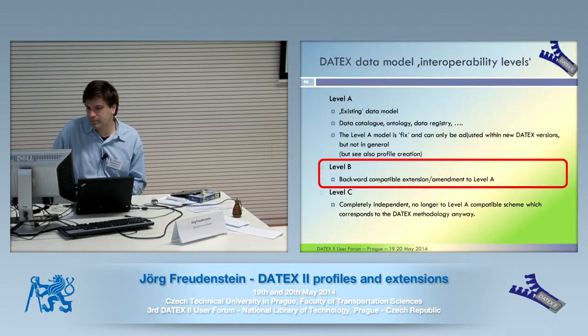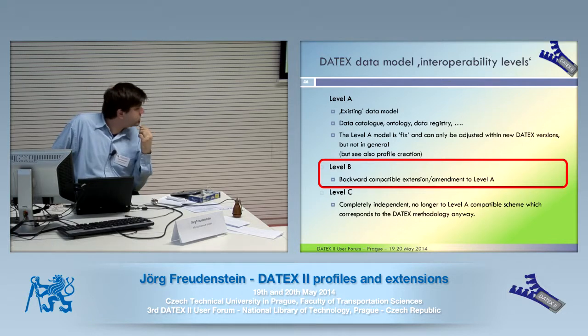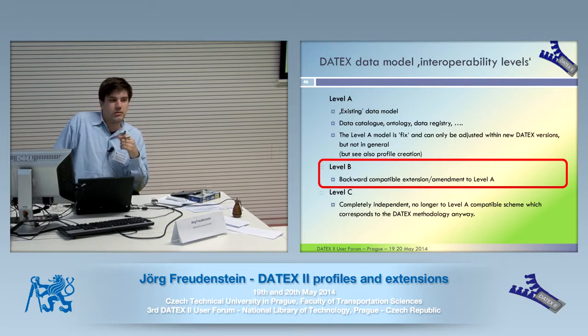Okay. Level C, I explained this morning. I will not show level C, but level C is the possibility to make an extension with a different namespace, with completely different attributes, not caring about the traffic message from Datex. You can use Datex methodology principles without using the Datex data model itself.